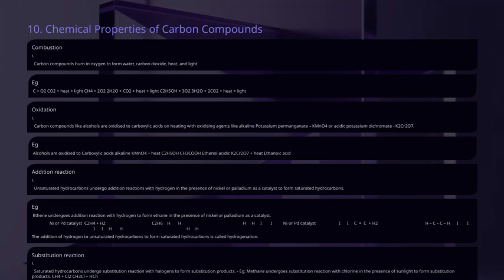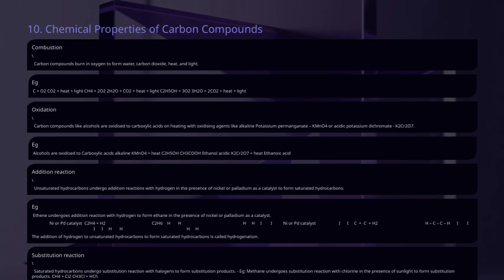Let's explore some key chemical reactions involving carbon compounds. First, substitution reactions. For example, when methane reacts with chlorine in the presence of sunlight, it forms chloromethane and hydrogen chloride. This process is called substitution because one atom, in this case hydrogen, is replaced by a halogen atom. Similarly, chloromethane can react further with chlorine to produce dichloromethane, and so on. Saturated hydrocarbons, like alkanes, can undergo substitution reactions with halogens to form various substituted products.